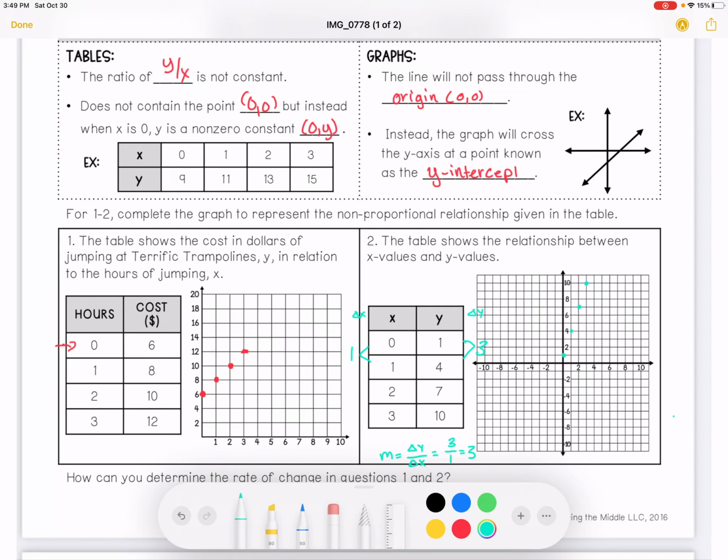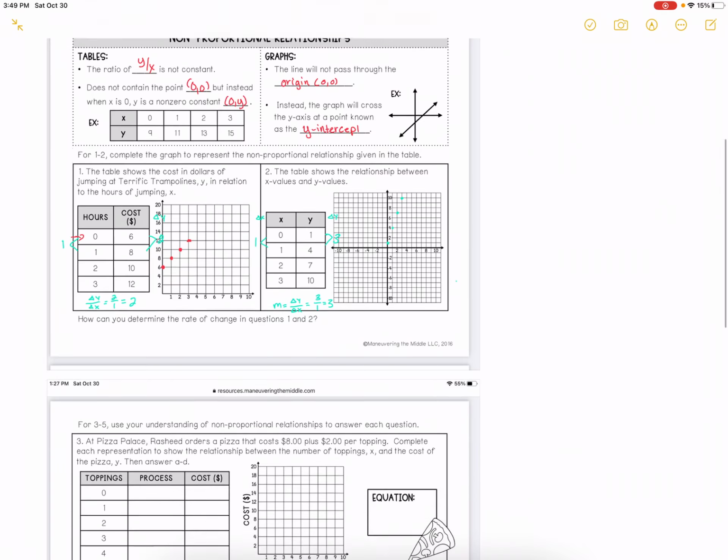Okay, in the table about Terrific Trampolines, our change in Y is 2, and our change in hours is 1. So our change in Y divided by our change in X equals 2 over 1, which equals 2. Notice that is how much the cost is changing every hour. It's going up by 2 from 6 to 8 to 10 to 12. All right, let's do the back.